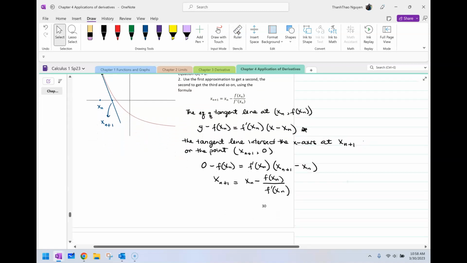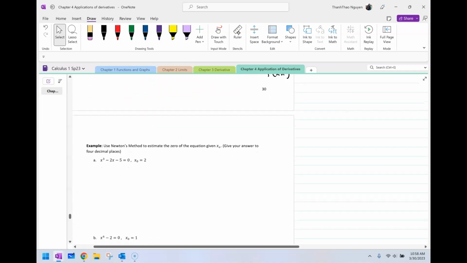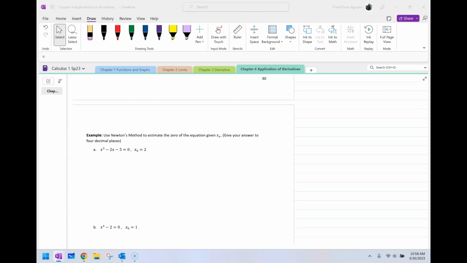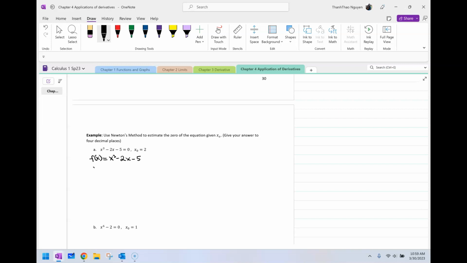So let's see how we put this to use. Use Newton's method to estimate the zero of the equation, given x sub 0. We'll find the answer to 4 decimal places. So let's start with f of x. We know that f of x is equal to x to the third minus 2x minus 5. We find f prime of x. F prime of x is equal to 3x squared minus 2.